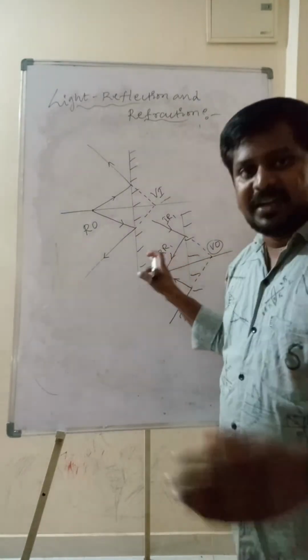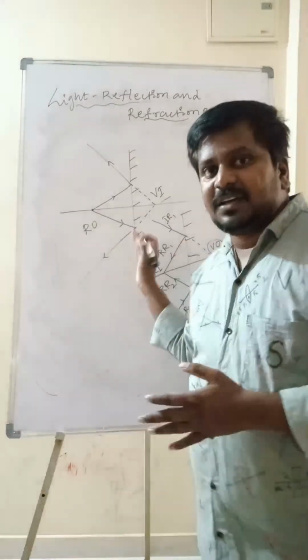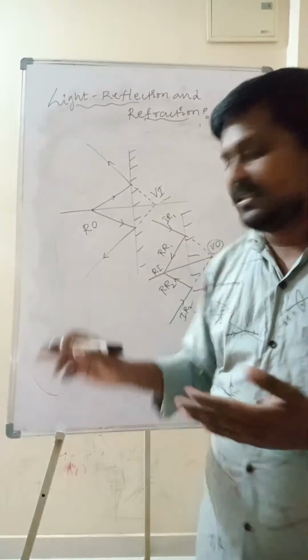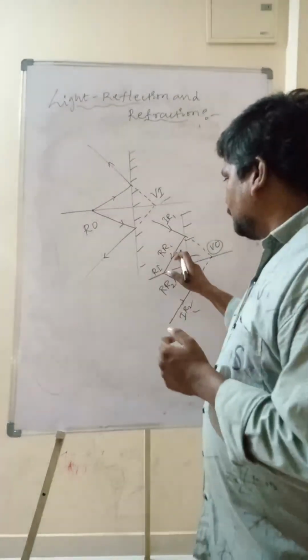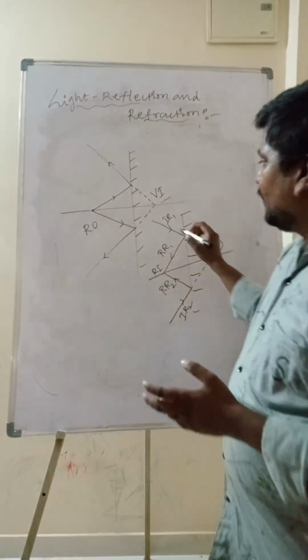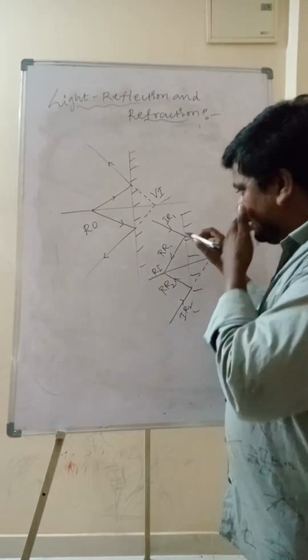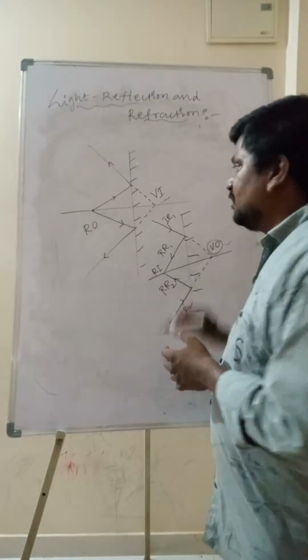The point of intersection of reflected light rays is called a real image. The point of intersection of extended incident rays is called a virtual object.